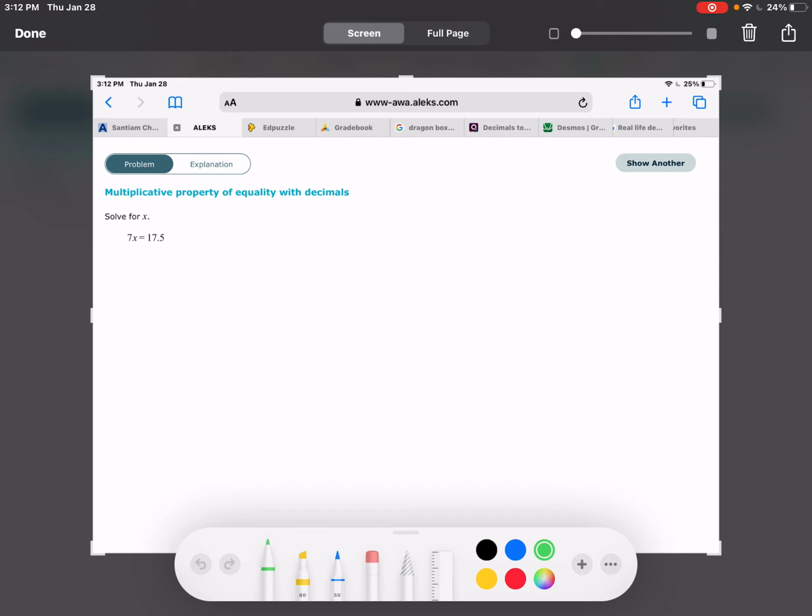Let's talk about the multiplicative property of equality with decimals. The multiplicative property is a fancy way of saying that when I have an equal sign and an equation, I can think about both sides of that equation like a balance scale. So let me just draw a little balance scale here. And it's balanced because of the equal sign. If I want to multiply or actually divide, it can be either one, something on each side of my balance scale, it will keep everything balanced.